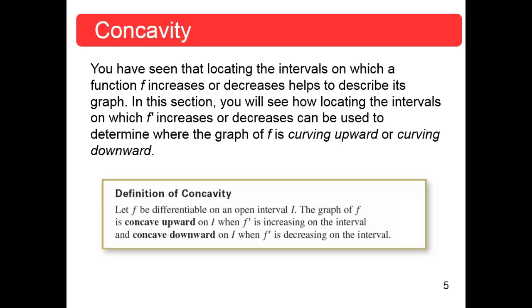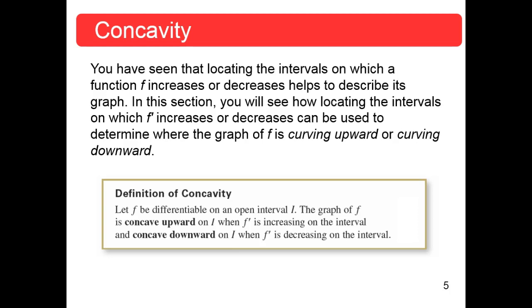So what we're interested in now, you've seen that locating intervals on which a function increases or decreases helps to describe the graph. In this section, you'll see how locating the intervals on which f prime increases or decreases can be used to determine whether the graph is curving upward or curving downward. That's the concavity. So here's a definition of concavity. Okay? Let f be a differentiable function, has to be differentiable, on some open interval I. The graph of f is concave upward on I when f prime is always increasing on the interval. Okay? It's concave downward on I when f prime is always decreasing on that interval.